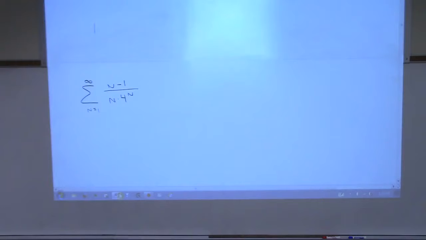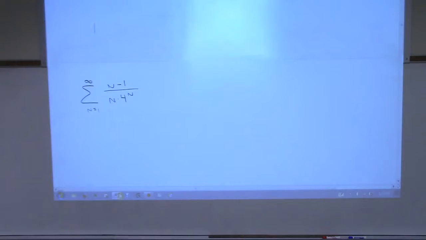All right, so we were talking about the comparison test, right? And I'm not going to write the whole thing down here, but there was a part 3 of the comparison test. And it said that if the limit as n goes to infinity of a sub n over b sub n equals c, where c is a positive constant, that means not zero, not infinity. It's got to be positive, right? Then what was the result? So whatever one of them does, they both do, right?